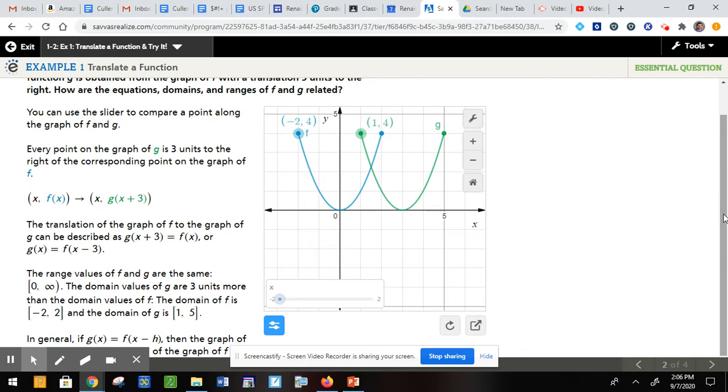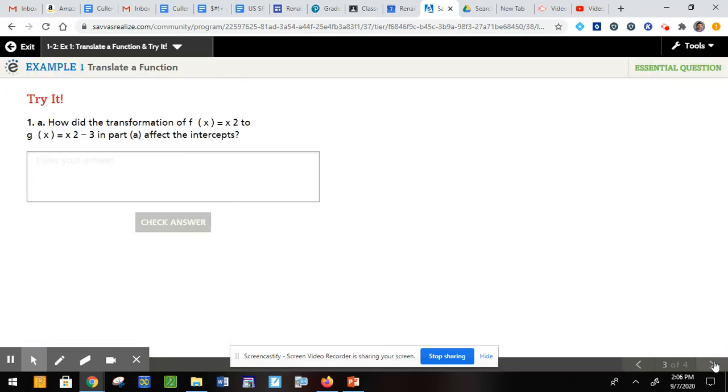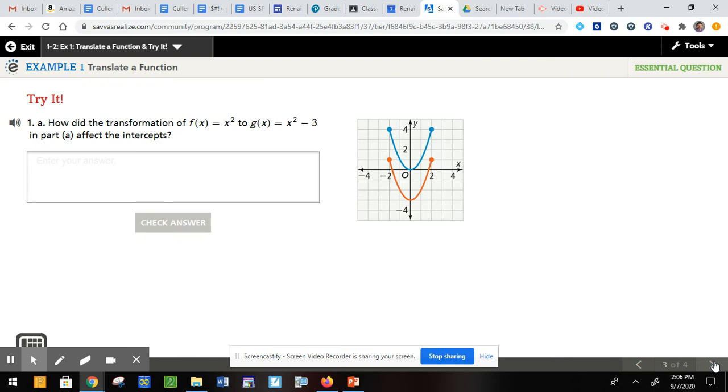Let's take a look at the next one. All right, so part number 1, try it, part A. So at this point, I would pause, give it a try, and then you can see my explanation. You can also check the answer in the digital text. All right, so it says, how did the transformation of f of x equals x squared to g of x equals x squared minus 3 in part A affect the intercepts?